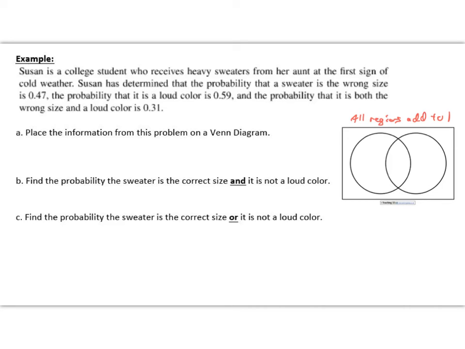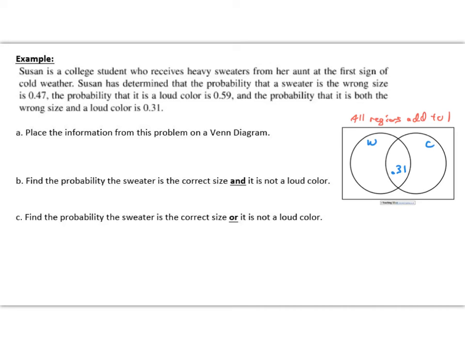All right, so Susan is a college student who receives heavy sweaters from her aunt at the first sign of cold weather. Susan has determined that the probability that the sweater is the wrong size is 0.47, the probability that it is a loud color is 0.59, and the probability that it is both is 0.31. Well, let's label these sets. I'm going to start with W being a wrong size and C being a loud color. And if it is both, then it's 0.31.